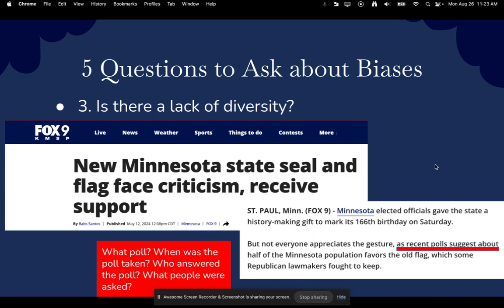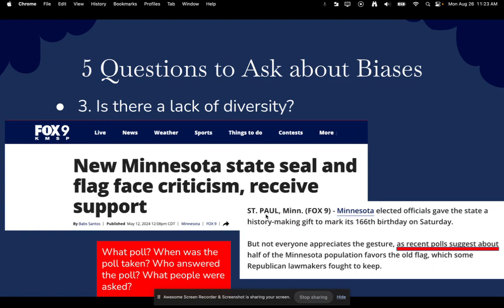3. Is there a lack of diversity? So here is a news article. It says, new Minnesota state seal and flag face criticism, receive support. So in the article, it says St. Paul, Minnesota. Minnesota elected officials gave the state a history-making gift to mark its 166th birthday on Saturday. But not everyone appreciates the gesture, as recent polls suggest about half the Minnesota population favors the old flag.